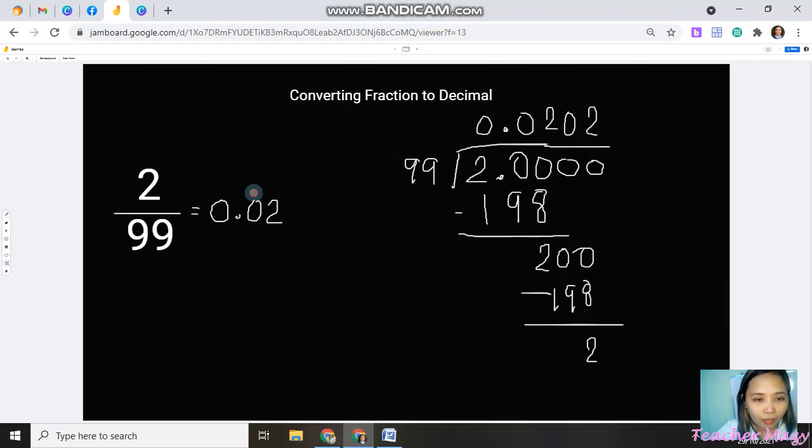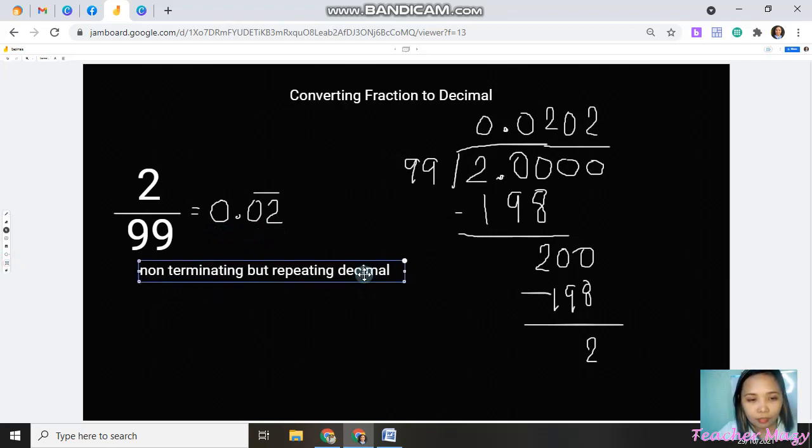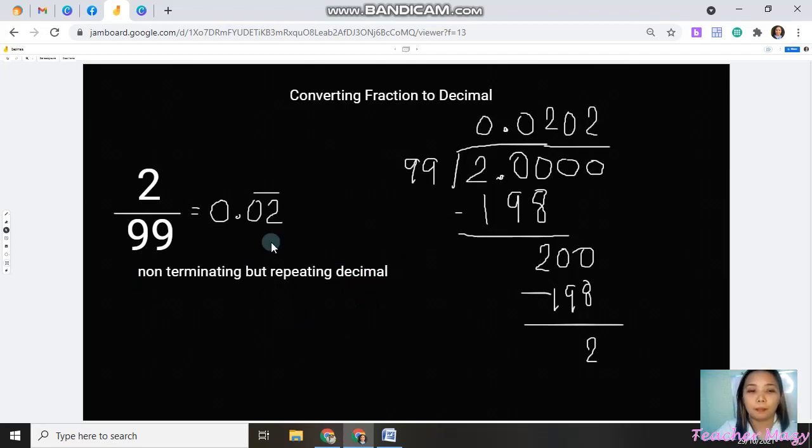So to write that, we put a bar on top. This bar on top indicates that this number is repeated. So this is an example of a non-terminating decimal. Non-terminating siya at paulit-ulit lang yung decimals niya. So all you have to do is put a bar on top to indicate that it is a repeating or recurring decimal.